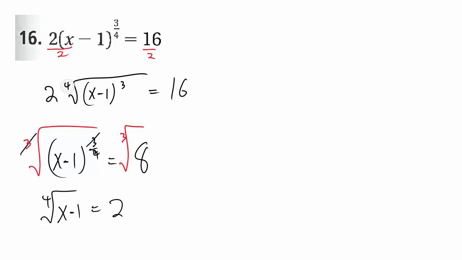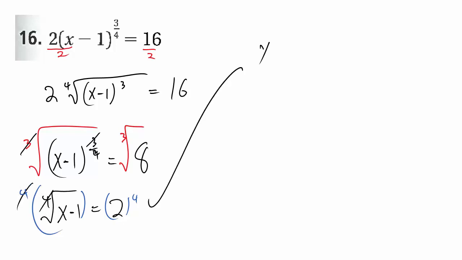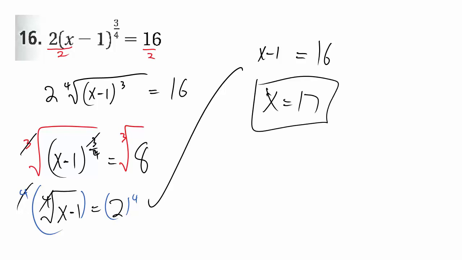Then to get rid of this fourth root, we fourth power both sides of the equation. So you end up getting the radicand part broken out. So you get x minus 1 is equal to 2 to the fourth, which is 16. Okay, and now just add 1 on both sides. So you get x is equal to just 17.